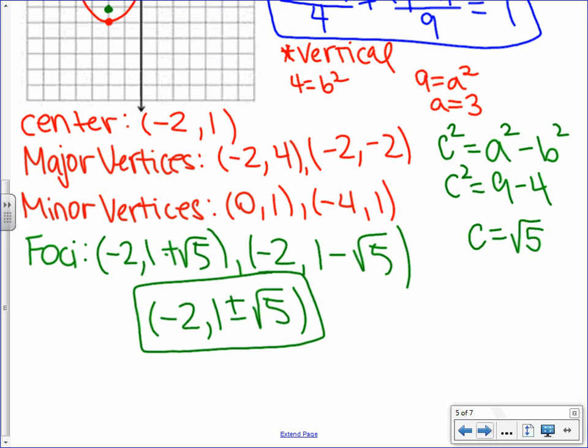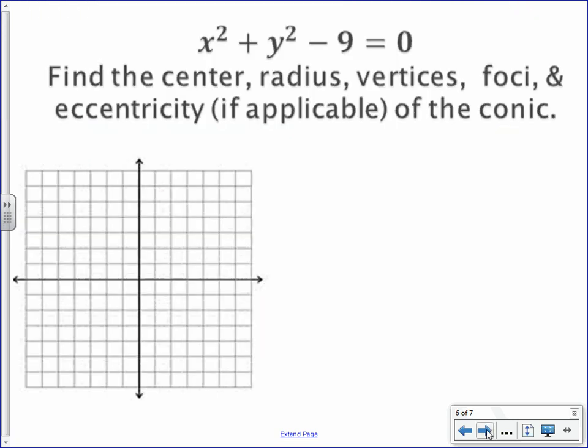Now, we're going to talk about this one very quickly. We still have a couple minutes. What do you notice about this one? What's true about x squared and y squared? Okay, you say they both don't have a coefficient. What I'm going to change that to is they both have the same coefficient. When that happens, we're going to get what? A circle. So this is going to be x squared plus y squared equals 9.